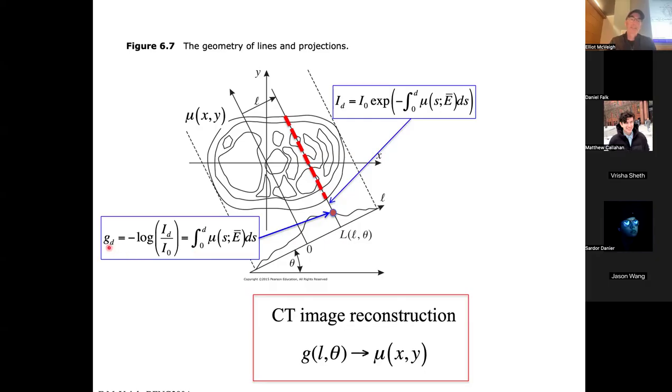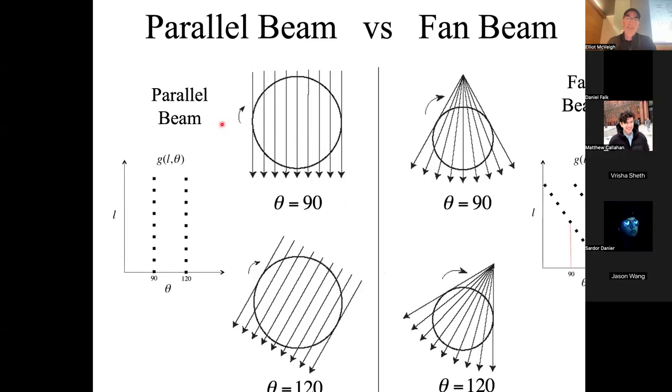So we've got this function g, and the position is parameterized by L and theta, so we get g(L, theta) here. We have to figure out how, from our measurements and manipulations from which we've created g(L, theta), we get back to the source mu(x, y), which is the patient, or the image of the patient. That's our goal.